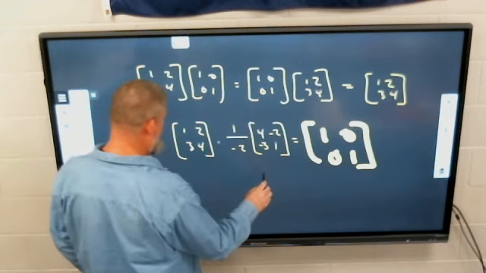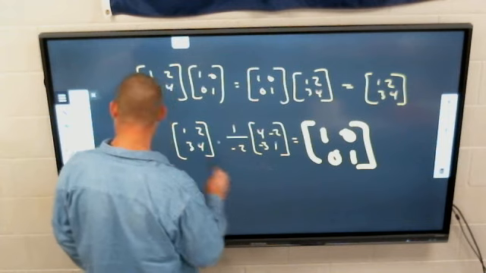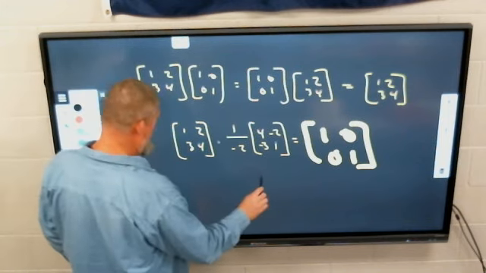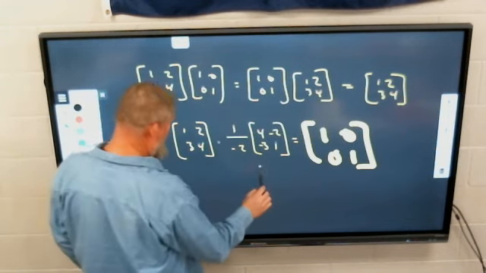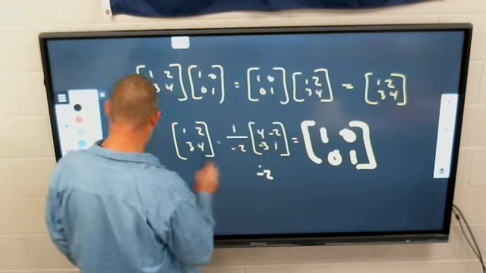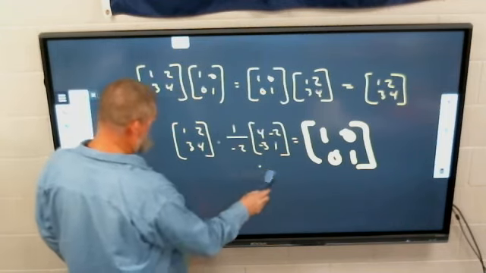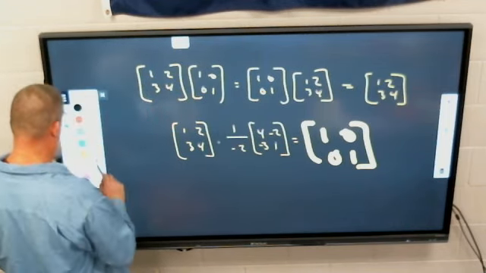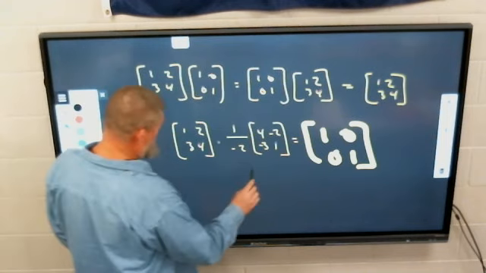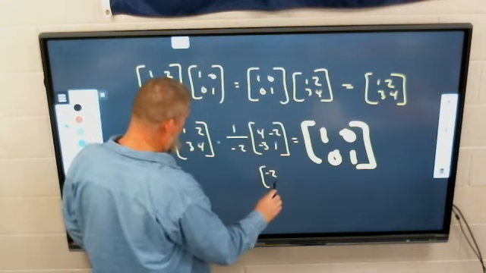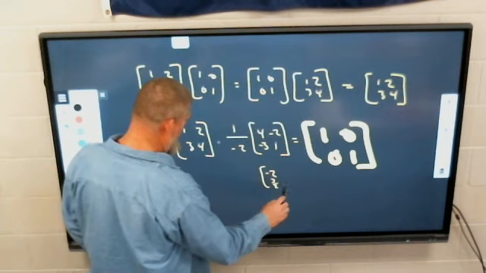So you're saying this is negative 2? I really don't want to go through this whole thing, but you say this is negative 2, right? Yes. Good, there we go. So this is going to be negative 2, and this would be positive 3 over 2, right?